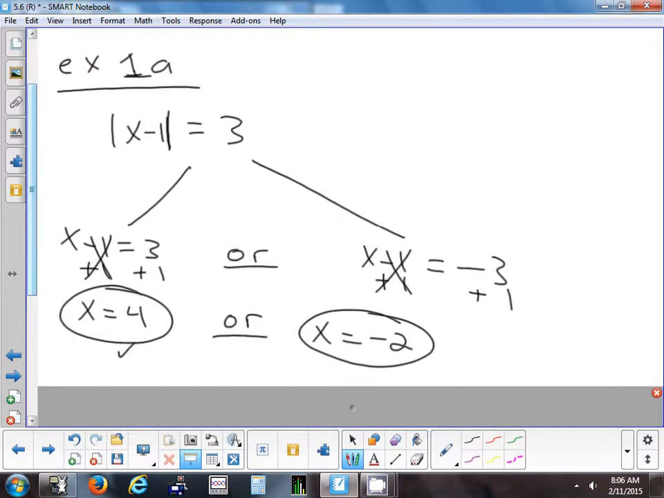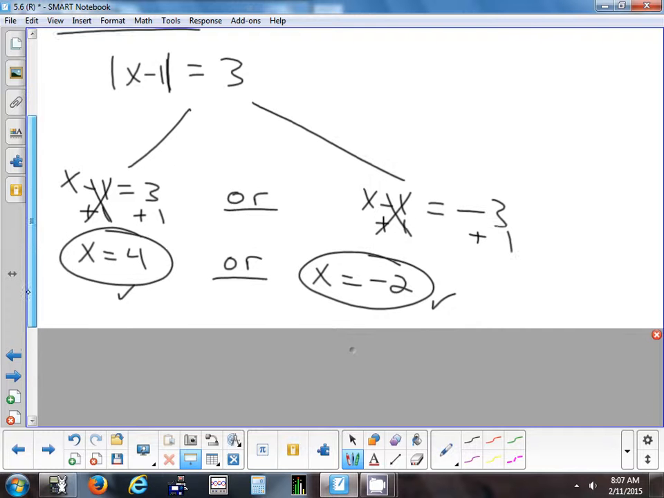Let's check negative 2. Negative 2 minus 1 is negative 3. Then take the absolute value of negative 3, you get positive 3. So that answer also works. So that's our first example.